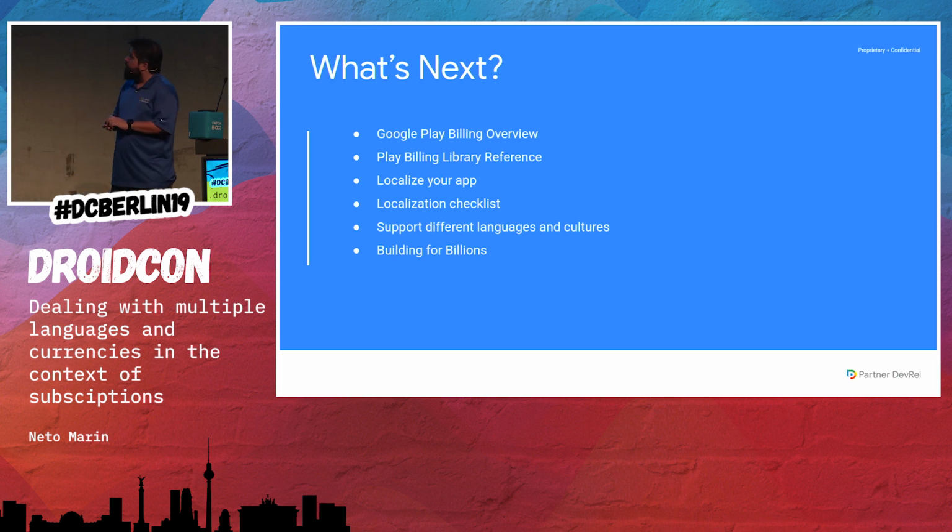And Building for Billions. Again, if you're setting up your app for emerging markets, for emerging countries, take a look at this guide. It has 5 sessions, like connectivity, battery consumption, performance, and monetization. On each session, we give you some best practices, how to avoid battery drain, how to avoid network low connectivity, and this kind of thing.